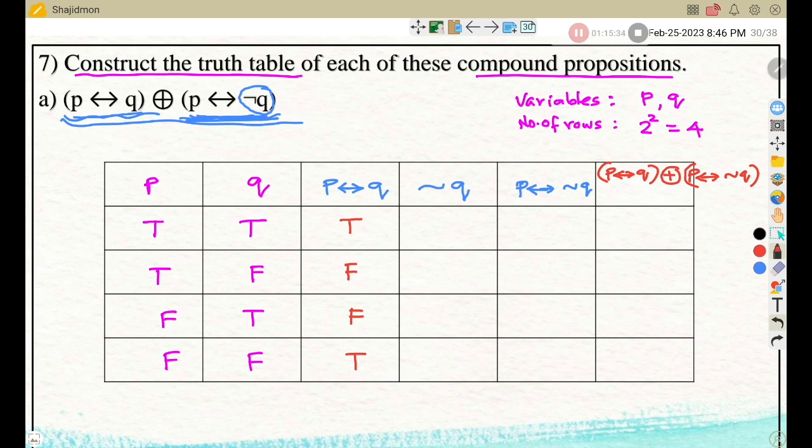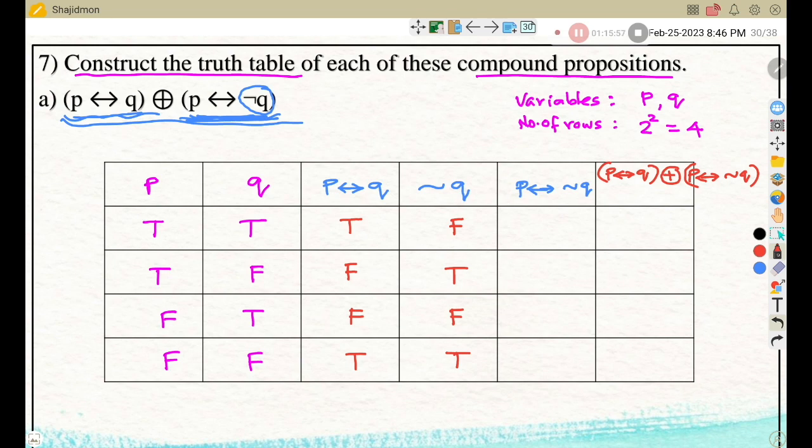Now negation Q. Negation Q means opposite of Q. For example, first Q is true. Correct? So what is the negation of that one? False. Second one is false, so it becomes true. Third one is true, so it becomes false. Fourth one false, so it becomes true. Opposite of Q. Okay, opposite.